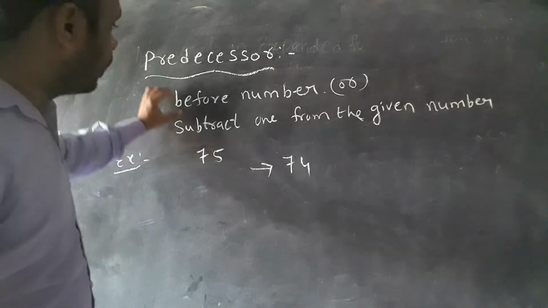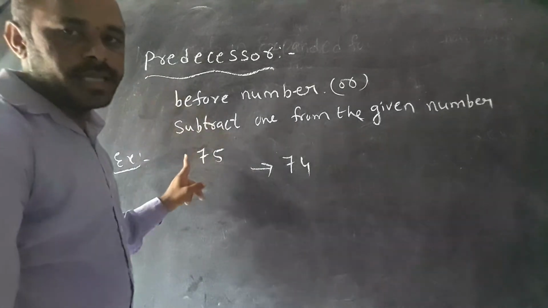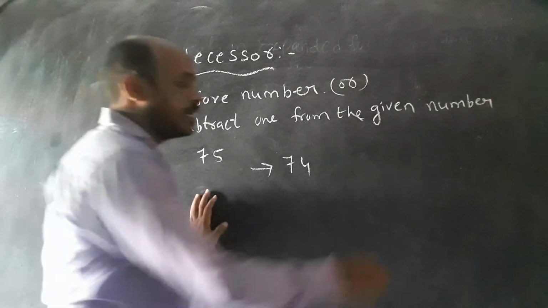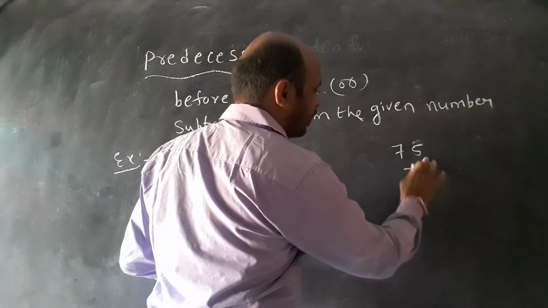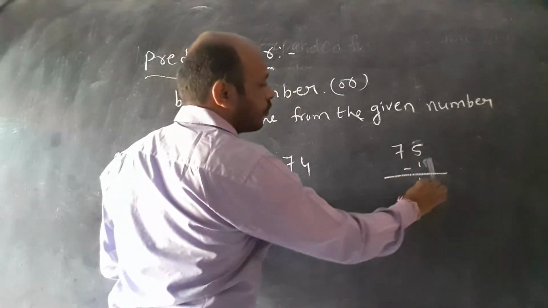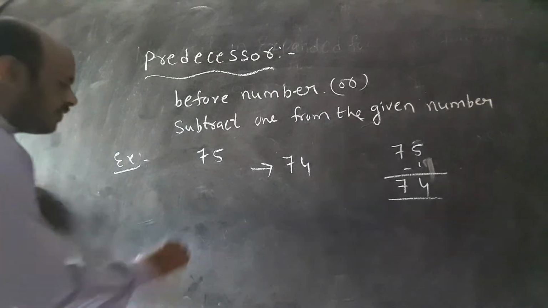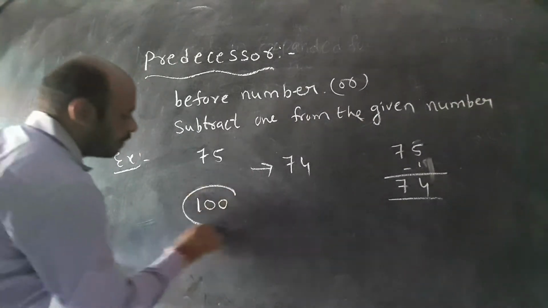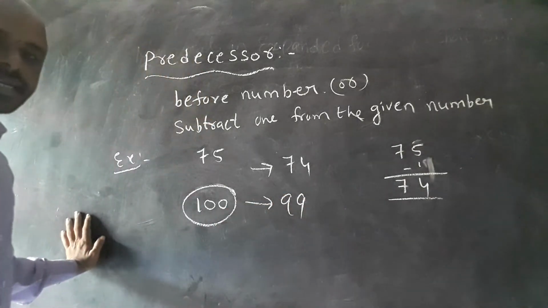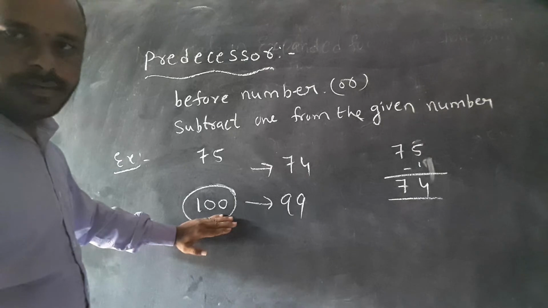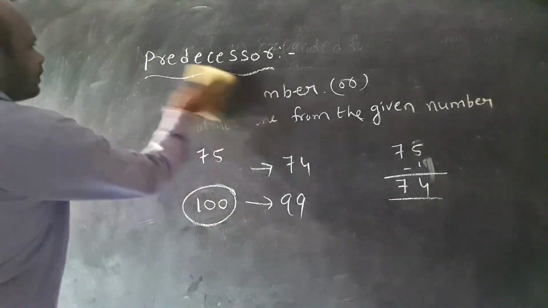Or if you don't remember the before number, you can subtract 1 from the given number. The given number is 75. From 75 you have to subtract 1. 5 minus 1 is 4, then 7. 74 is the predecessor of the given number. If we are given 100, the before number of 100 is 99. 99 is the predecessor of 100.